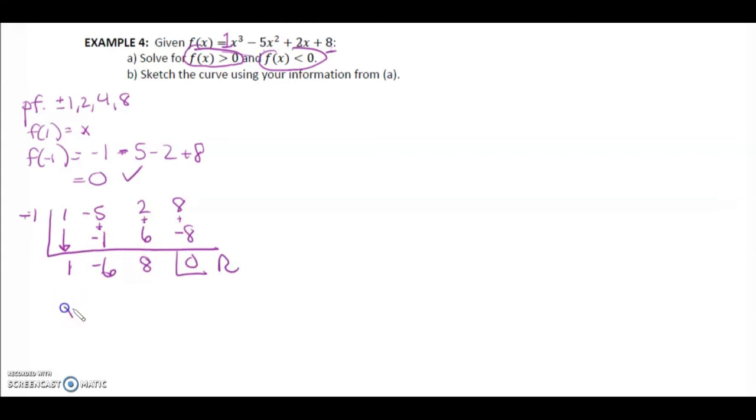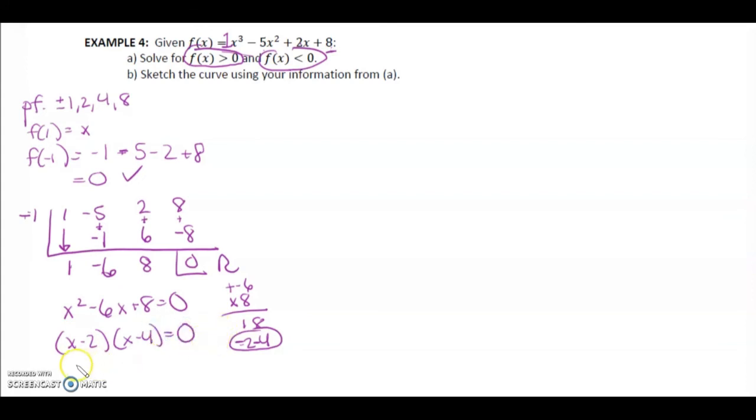Okay, so now we're left with x squared minus 6x plus 8. This is now just a quadratic. So what we're going to do is find two numbers that multiply to 8 and add to -6. The factors of 8 are 1 times 8, 2 times 4. Okay, 2 and 4 add to 6, so we are going to make both of those negative, so they add to -6. So x minus 2, x minus 4. And then we get the solutions x equals 2 and x equals 4.